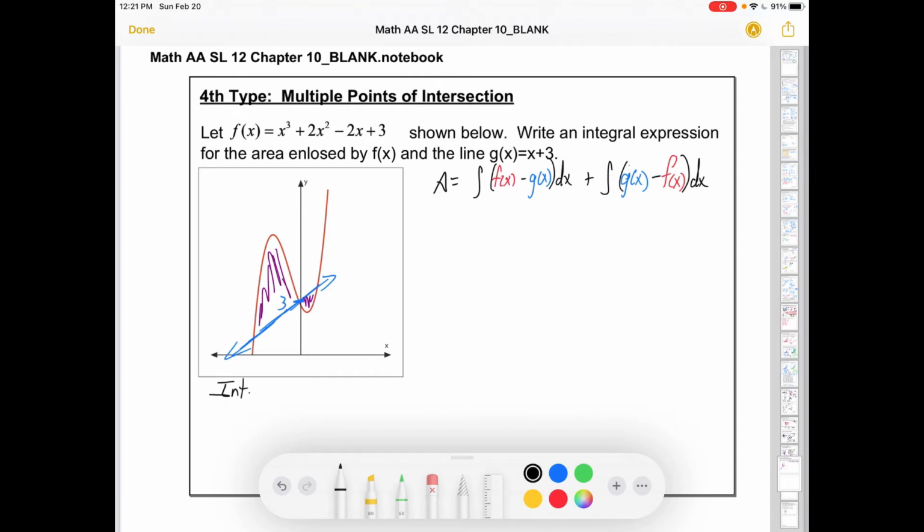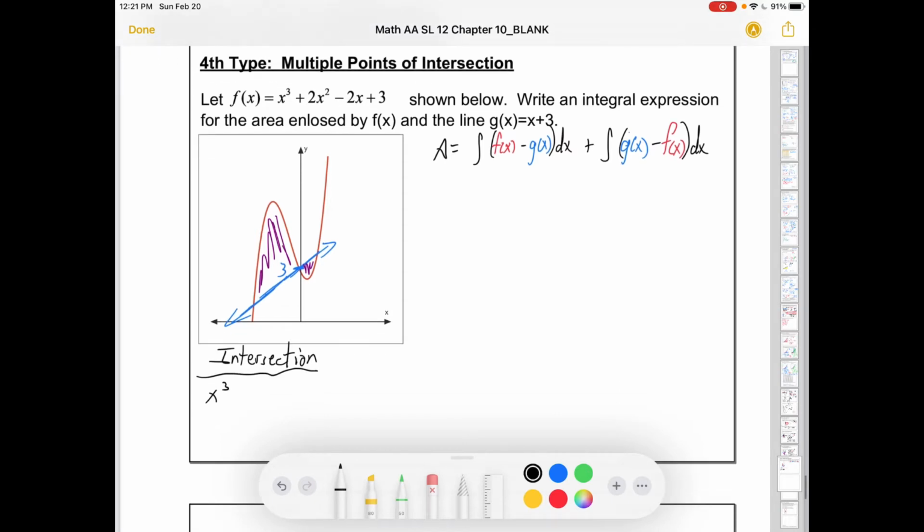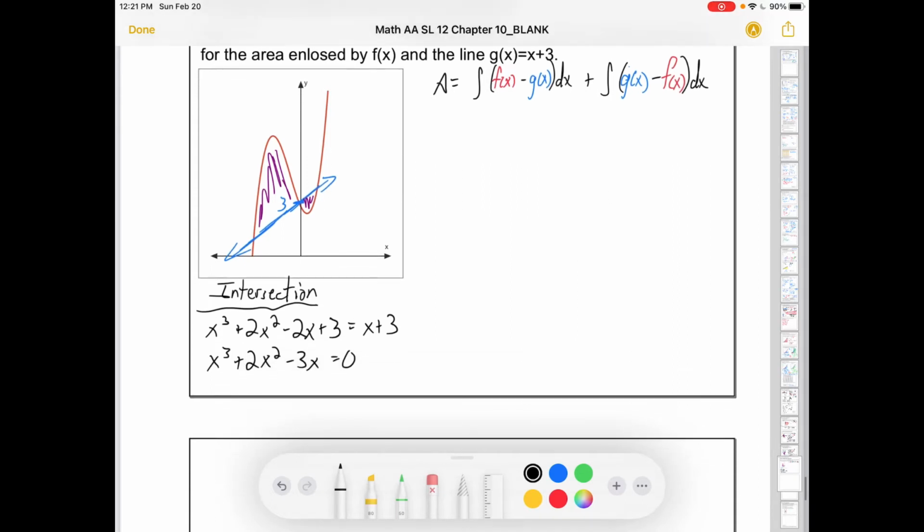So, points of intersection, we equate the two functions. So we'll have x cubed plus 2x squared minus 2x plus 3, and that's going to be equal to x plus 3. I'll move stuff over. I'll get x cubed plus 2x squared minus 3x, and the 3's will be gone. And I'll factor to try and solve. The nice thing about this is that x is a common factor.